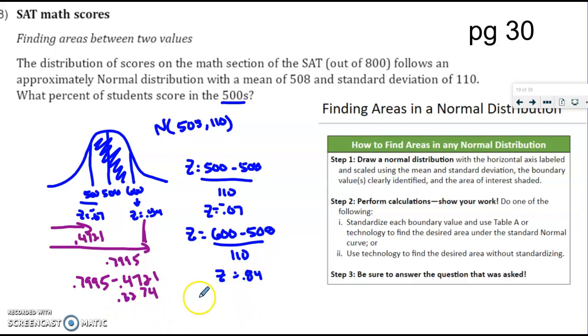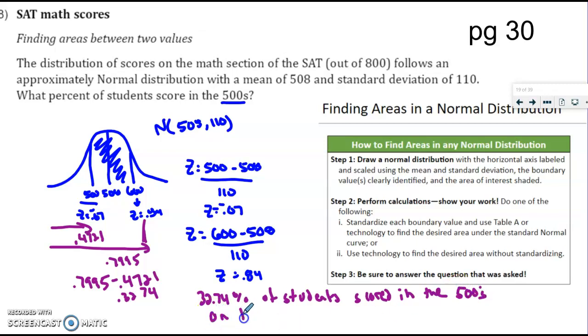Okay? So what this tells me is that 32.74% of students scored in the 500s on the SAT math section.